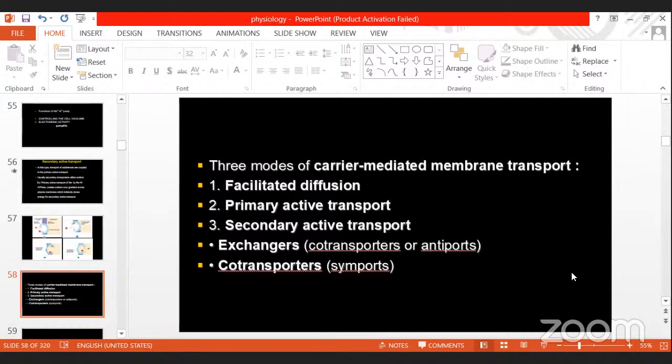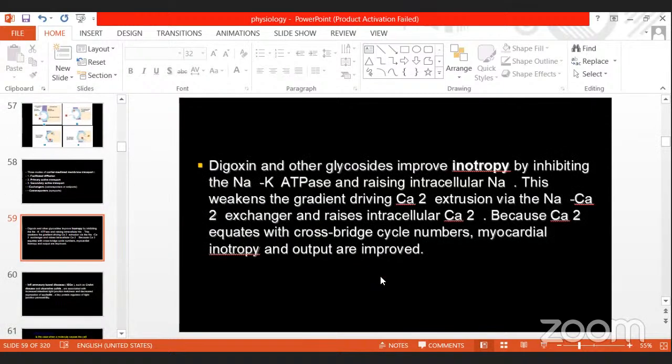So in a nutshell, there are three modes of carrier-mediated membrane transport: facilitated diffusion, primary active transport, and secondary active transport. Exchangers are known as co-transporters or antiporters, and there are also symporters. And the use of digoxin.